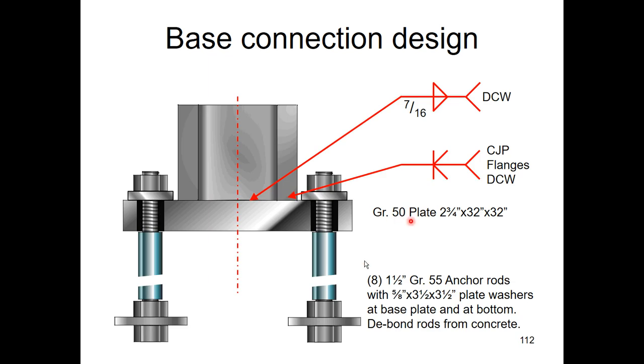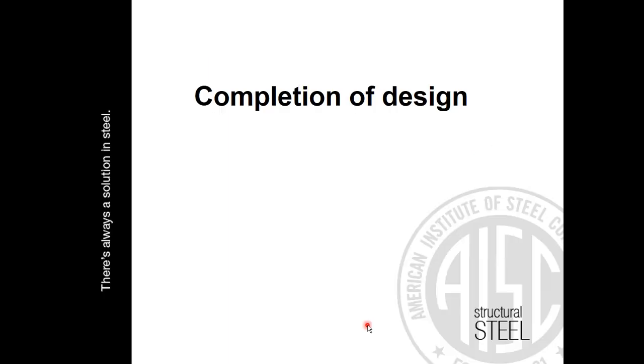All right, so with that, here's our more or less final design. We're doing the CJP of the flanges, demand critical welds, CJP of the web. Again, demand critical welds are called for by AISC 341. And then we have the anchor rods, 1.5 inch, and they're embedded as far down as they need to be per the foundation design to make sure that we can develop the force into the foundation. And we've called for debonding of those rods from the concrete, so that all of the force has to be delivered at the bottom via these base plates double nutted to the anchor rod.